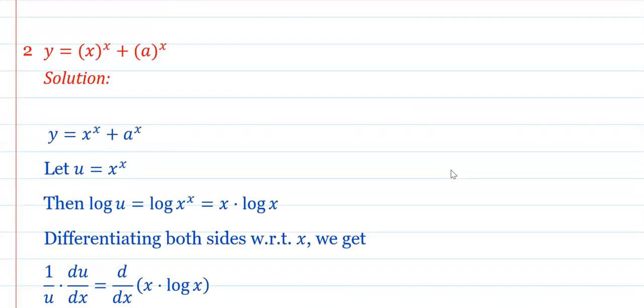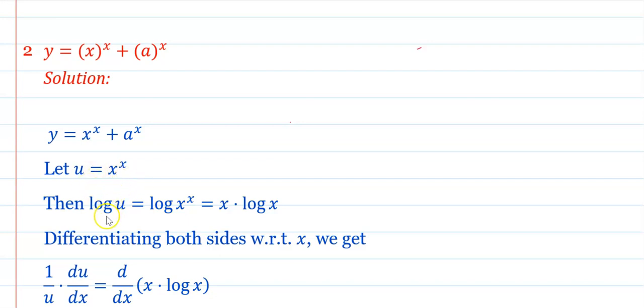Okay. Next problem. Here again, y is equals to x raised to x plus a raised to x. Again, what consideration will we make here? What is that? U is equals to x raised to x. And v, we need not consider v here, because we can get the derivative of a raised to x directly. Okay. U is equals to x raised to x.